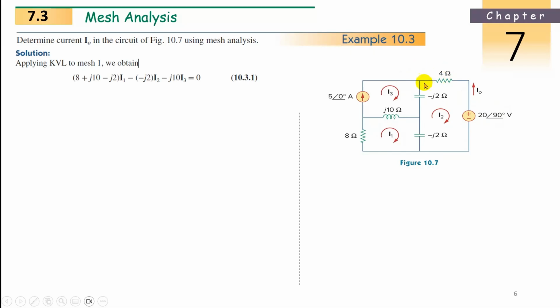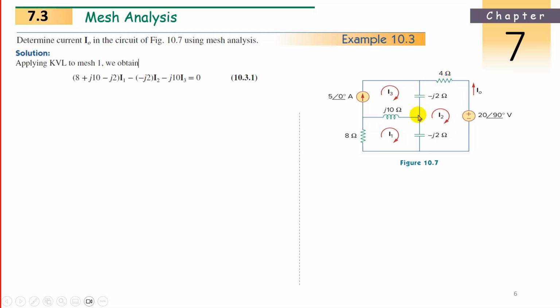Second, all the elements with I2. What are the elements with I2? 4 ohms plus J2, that is minus J2, that is 4 plus of minus J2, that is 4 minus J2. Again minus J2, it will be I2. So it will be 4 minus J4, generally, for I2. Now in the 4 ohms only I2 is flowing.